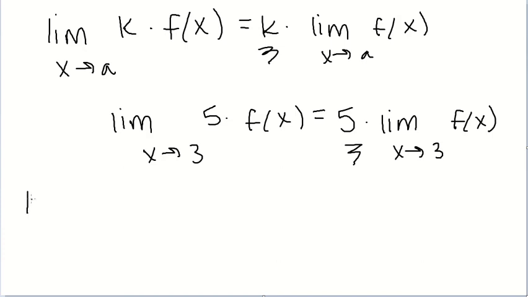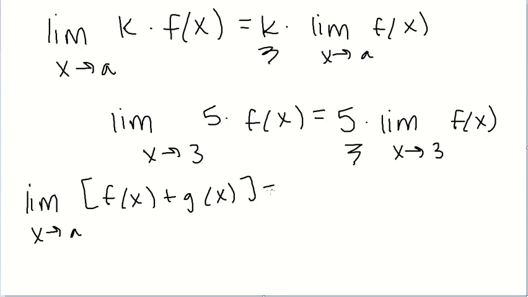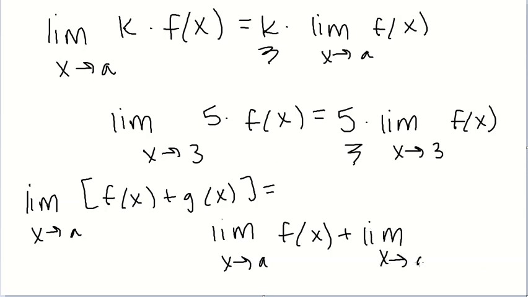Another property that we have is if we have the limit as x approaches a of f of x plus g of x, we can also split that up. And we can say that that is equal to the limit as x approaches a of f of x plus the limit as x approaches a of g of x. So this also allows you to find each limit separately and simplifies your computations a little bit.